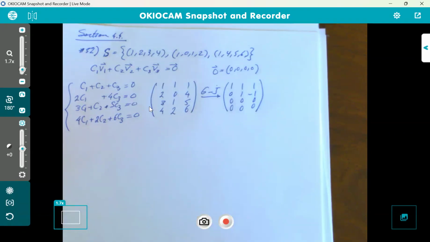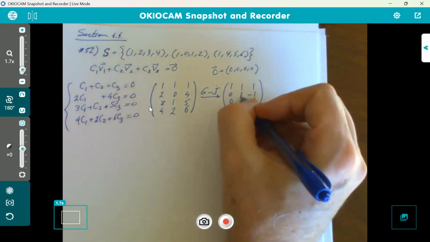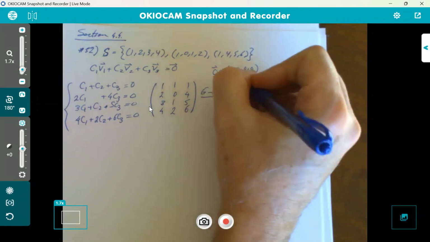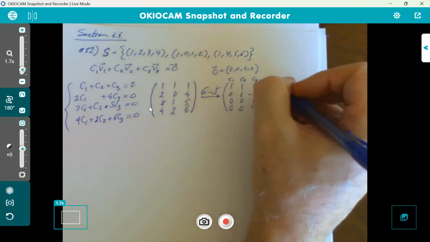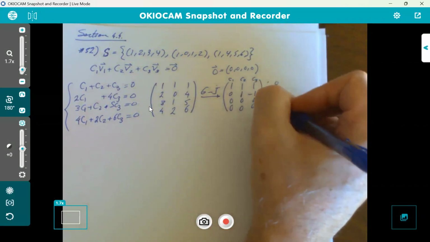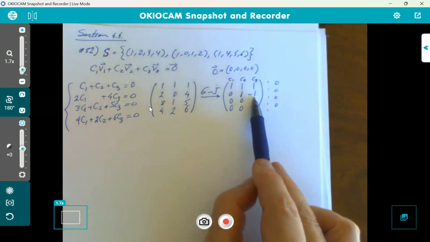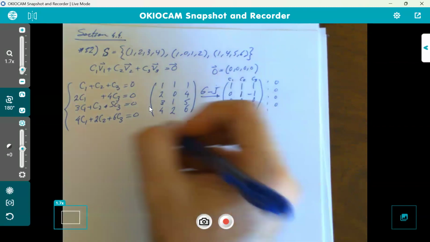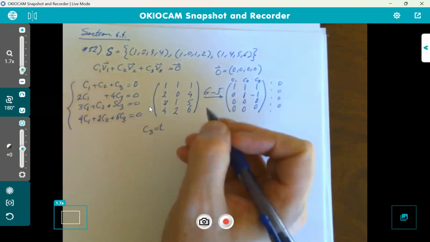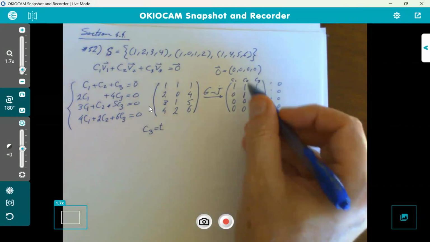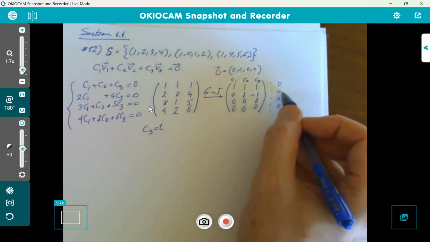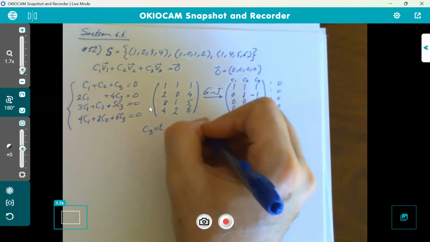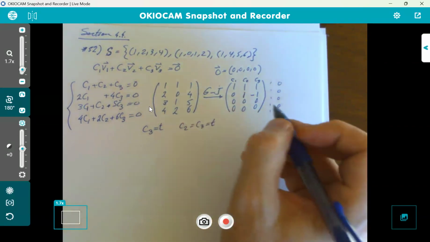Okay, and so when we solve this now, remember, these are the coefficients on C1, C2, C3, and on the other side, the augmented matrix, you have 0, 0, 0. So I'm going to let the free variable be C3 here. That means that's T. Now, C2 is in terms of C3. Move C3 to the other side. So C2 is equal to C3. That means C2 is also T.